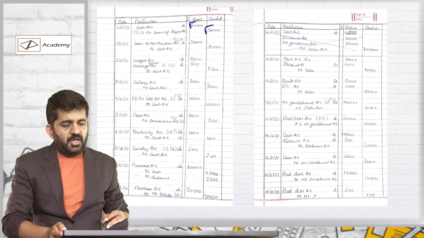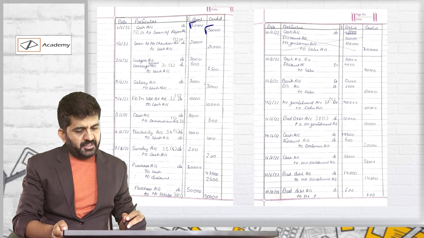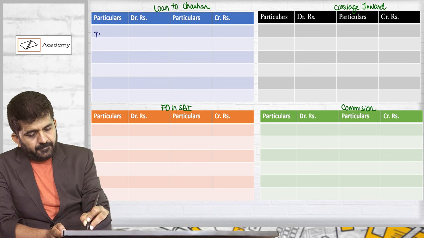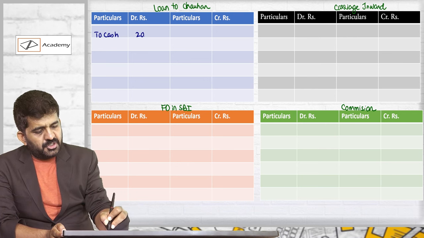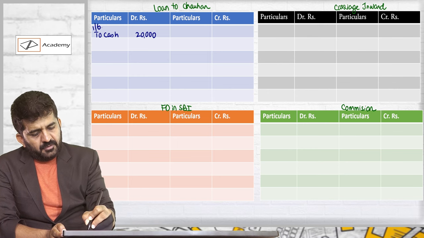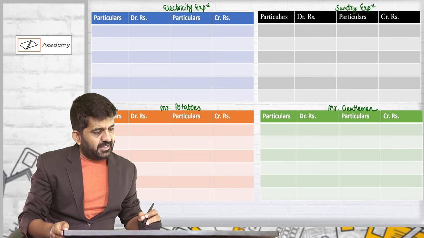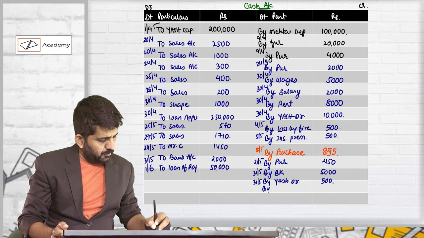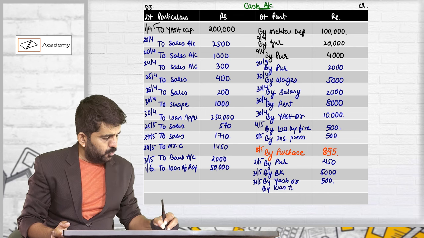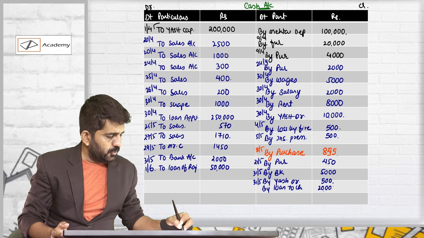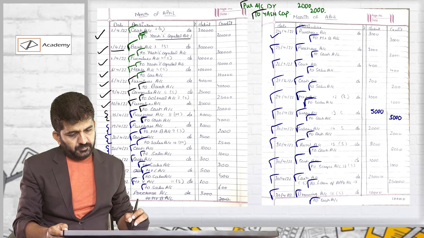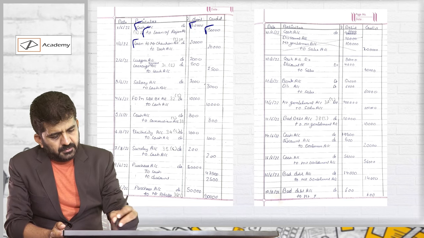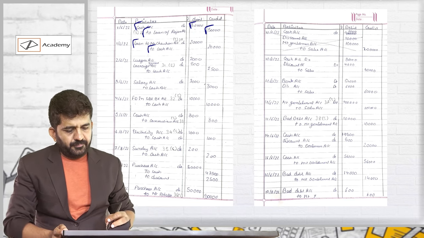Loan to Mr. Chauhan to cash, 1/6, the figure is 20,000. So loan to Chauhan account debit to cash, 20,000, 1/6. Cash account will be credited by 20,000 rupees, by loan to Chauhan. So I can tick mark what I have passed.